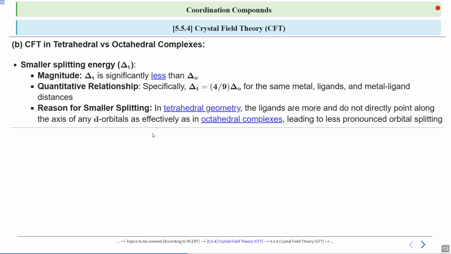In the octahedral complexes, the overlap between the d orbital lobes and the ligands along the same axis is very efficient. But in the tetrahedral complex, this positioning of the ligands along the axis of any d orbital is not as effective. This leads to less pronounced orbital splitting, due to which the splitting is lesser compared to the octahedral complexes. This is the reason behind the smaller value of delta T than delta O.